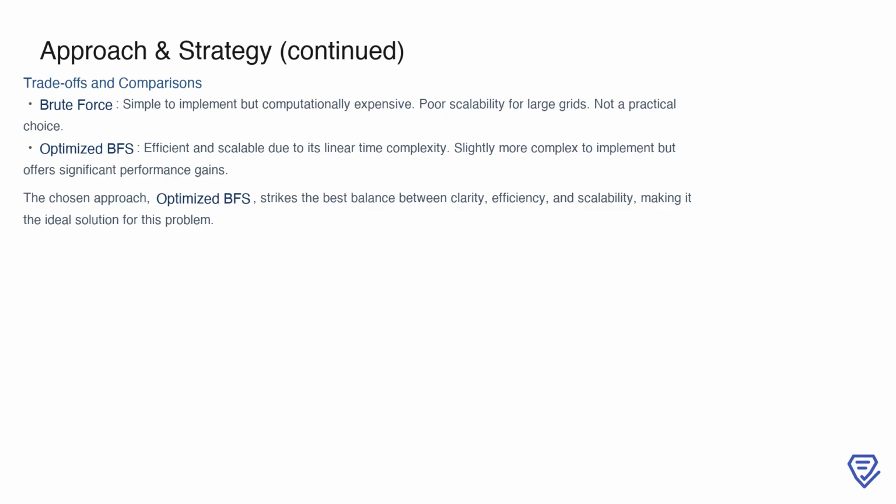The chosen strategy, optimized BFS, represents the best balance between clarity, efficiency, and scalability. It ensures that each room is updated with its correct distance in constant time per cell, achieving optimal performance for the entire grid. This makes it the ideal solution for the walls and gates problem.